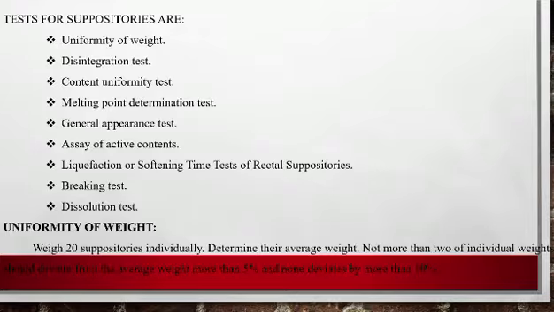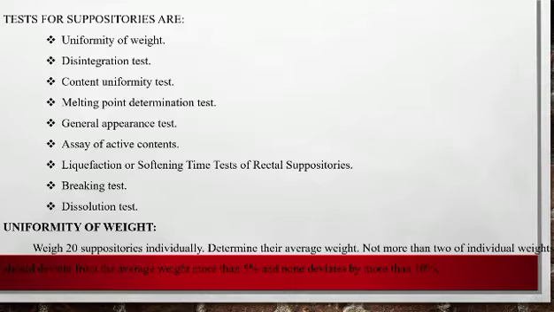The disintegration test is the test which explains at what time the suppositories get fully dissolved in the body fluids. It is a very important test to denote at what time the suppositories get melted or completely dissolved in the body fluids to give the onset of action.